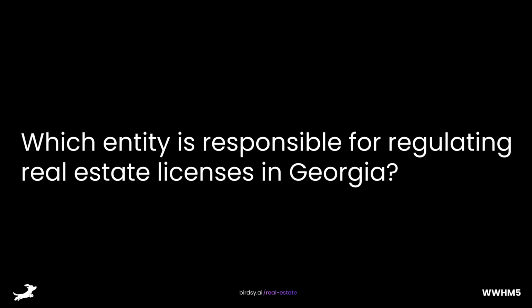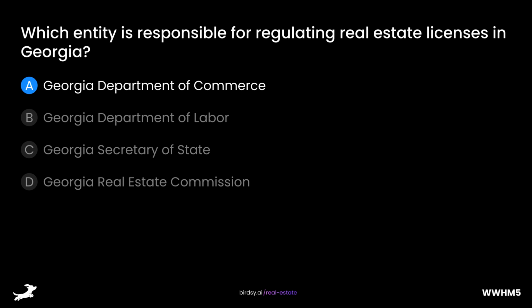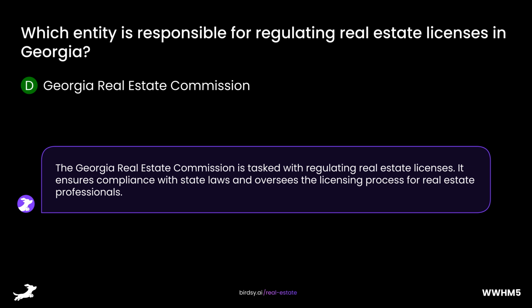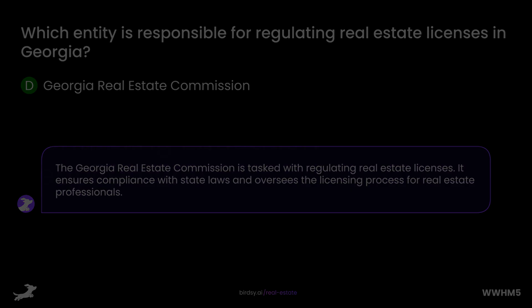Which entity is responsible for regulating real estate licenses in Georgia? Is it A, Georgia Department of Commerce, B, Georgia Department of Labor, C, Georgia Secretary of State, or D, Georgia Real Estate Commission? The answer is D, Georgia Real Estate Commission. The Georgia Real Estate Commission is tasked with regulating real estate licenses. It ensures compliance with state laws and oversees the licensing process for real estate professionals.